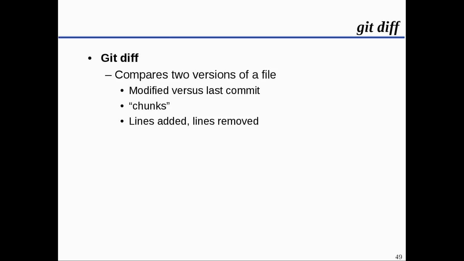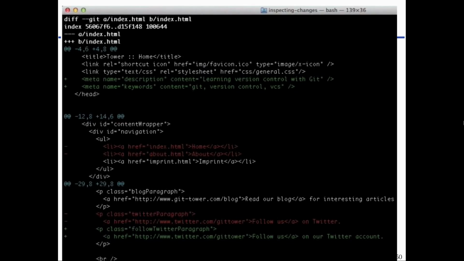So we can use git diff, and this compares two versions of a file, modified versus last committed. It'll show us chunks, basically the insertion chunks or the removed or deleted chunks, lines added or removed. Here we can see the different hunks, or chunks. That's this whole section here, and then the modified lines. I have another section here, or chunk, with modified lines, and another chunk with modified lines.